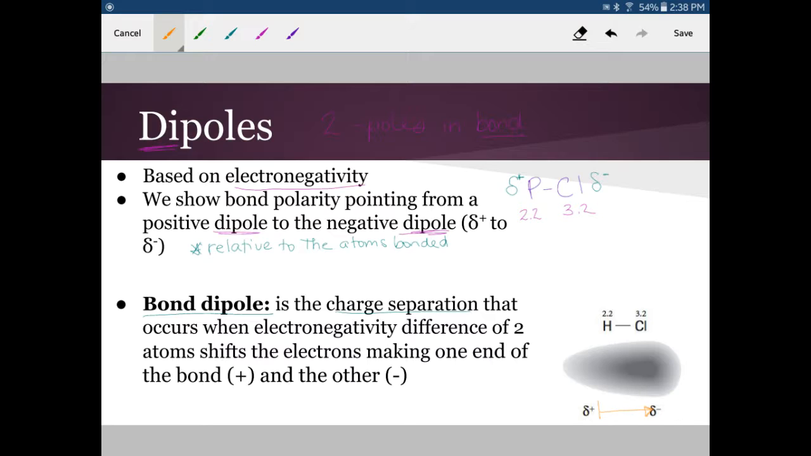Now remember, vector quantities are quantities that have both magnitude and direction. So this actually has direction, and the positive to the negative shows you that essentially there's electrons that are moving towards our negative dipole, or there's a general drift of those electrons to the negative dipole.